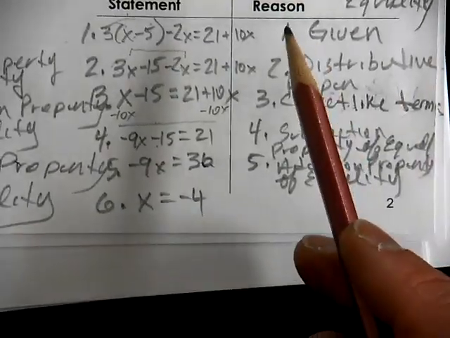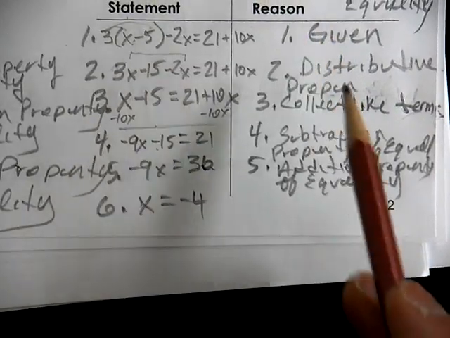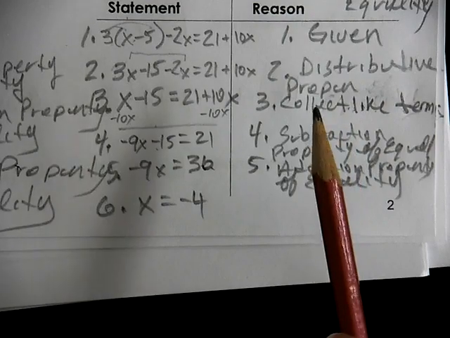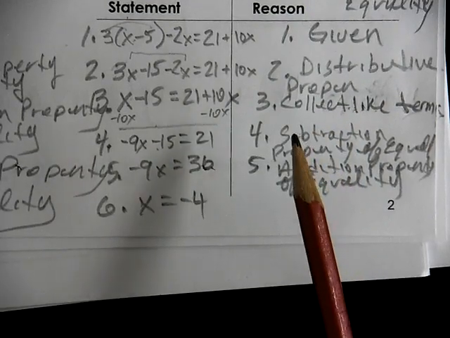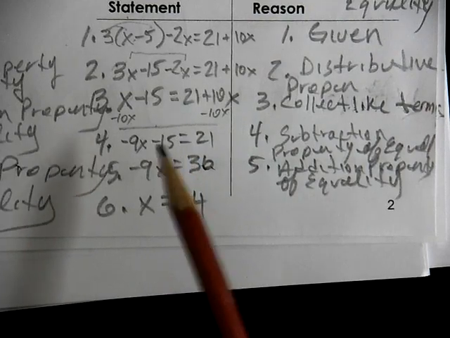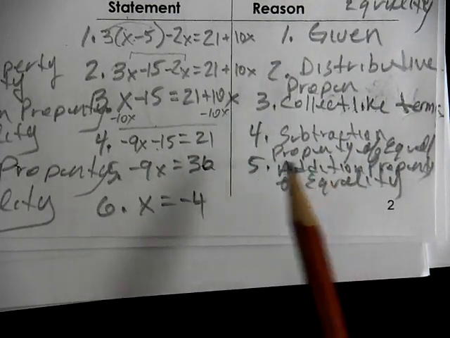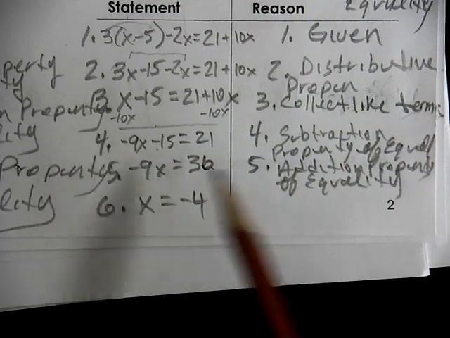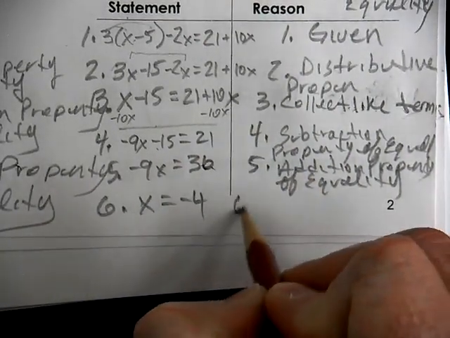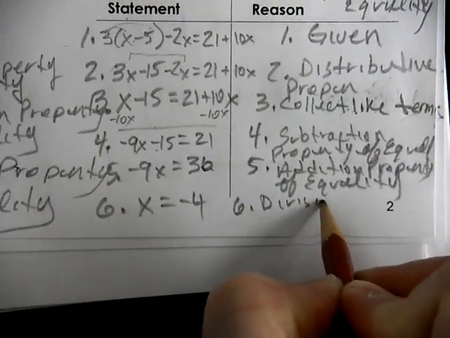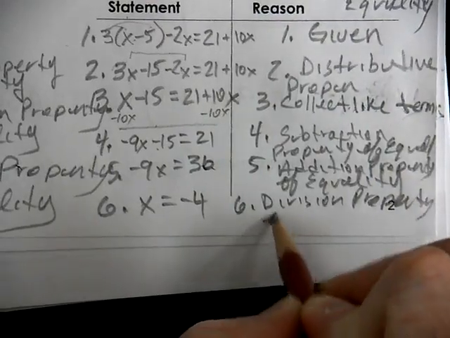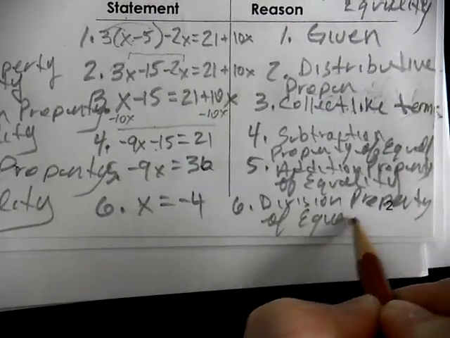Notice in our reason, notice this, that we don't give the detail. We don't say we added by a certain amount, or in this case, subtracted the 10x. We don't say that we added the 15. Here we don't say we divided by a -9. We just say division property of equality.